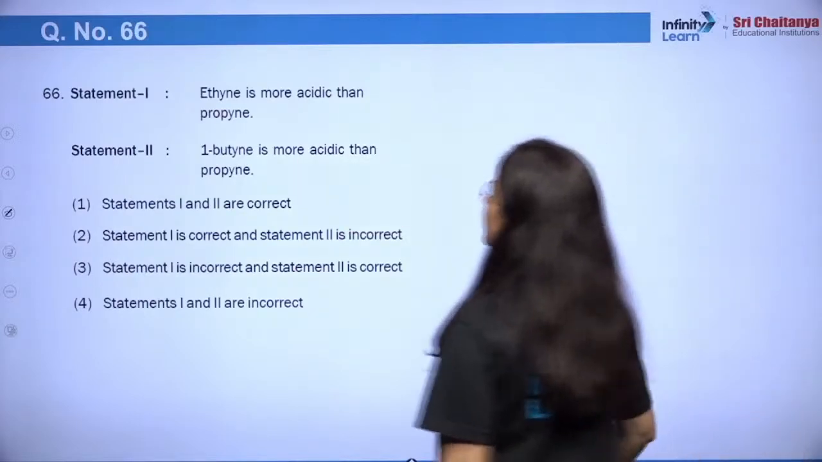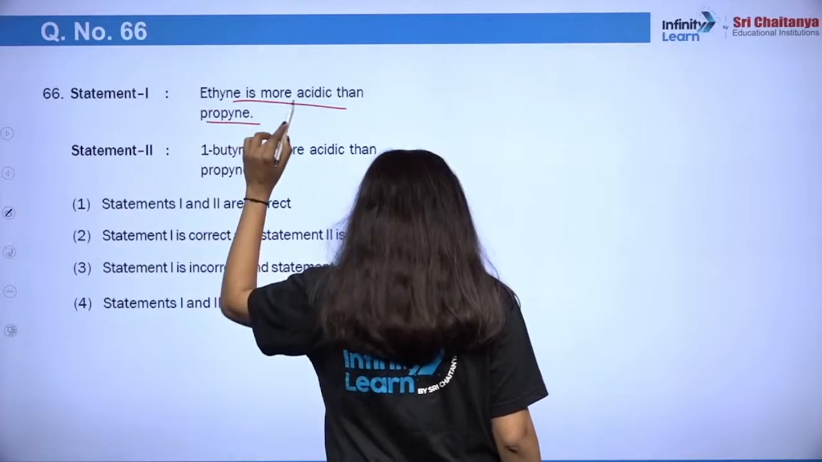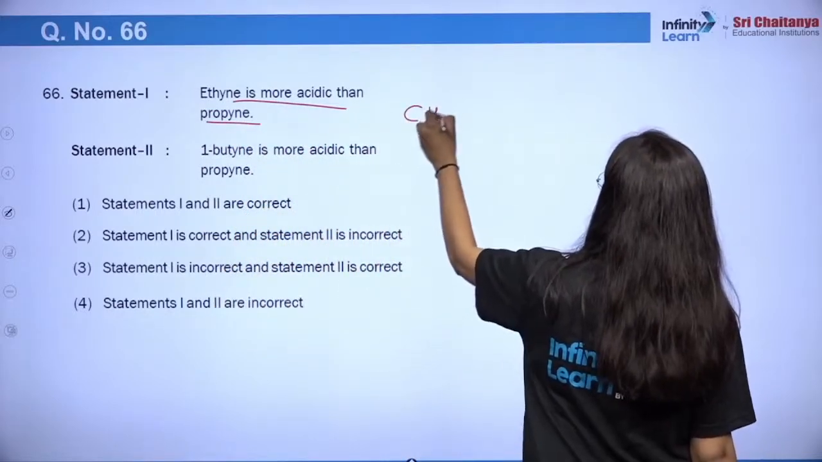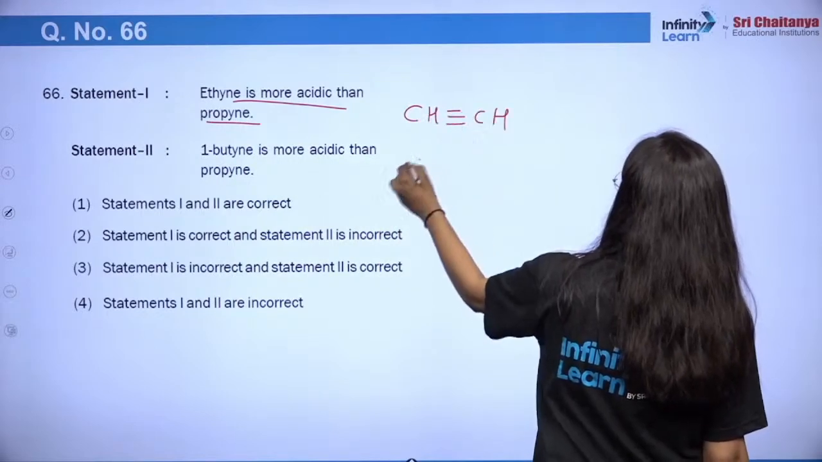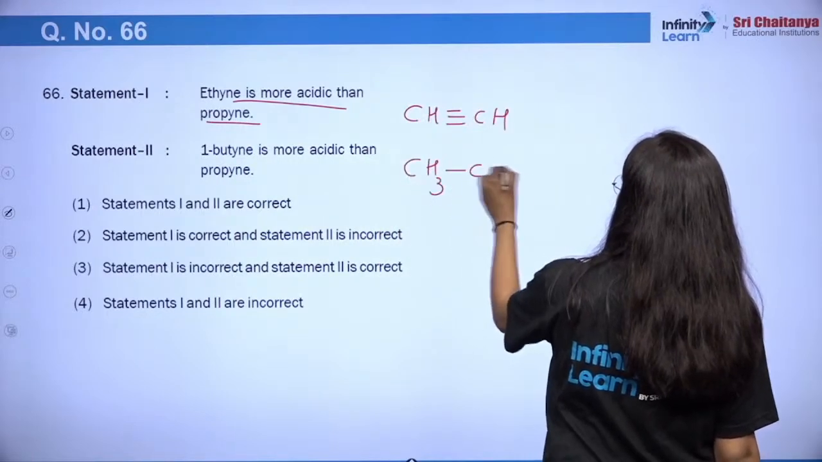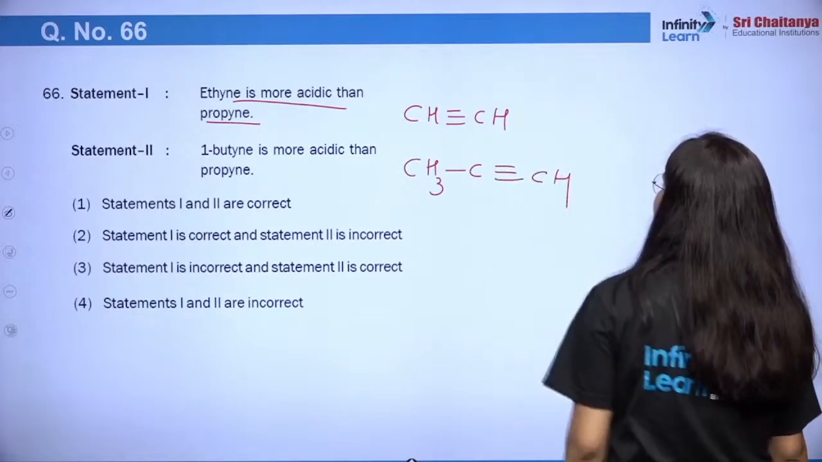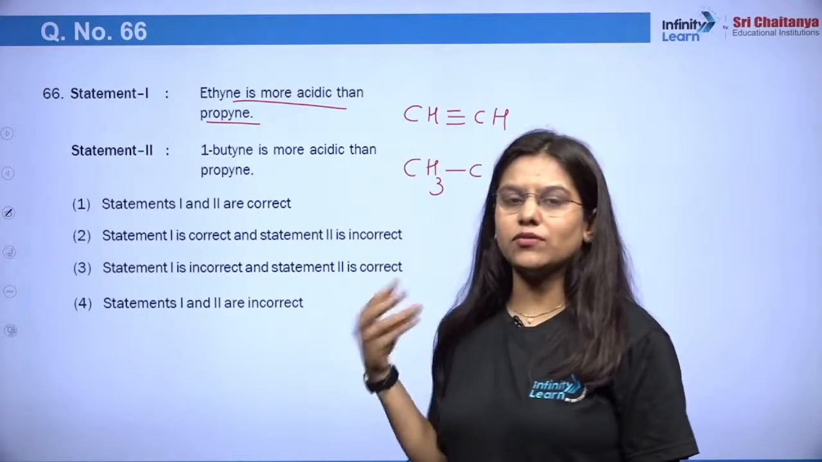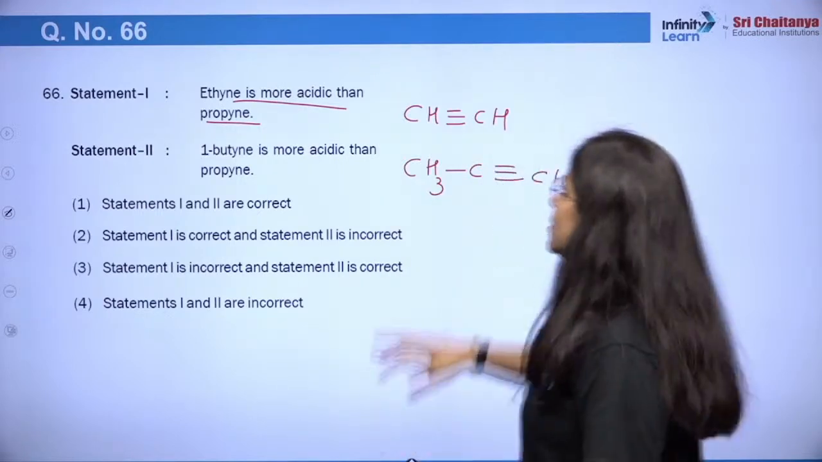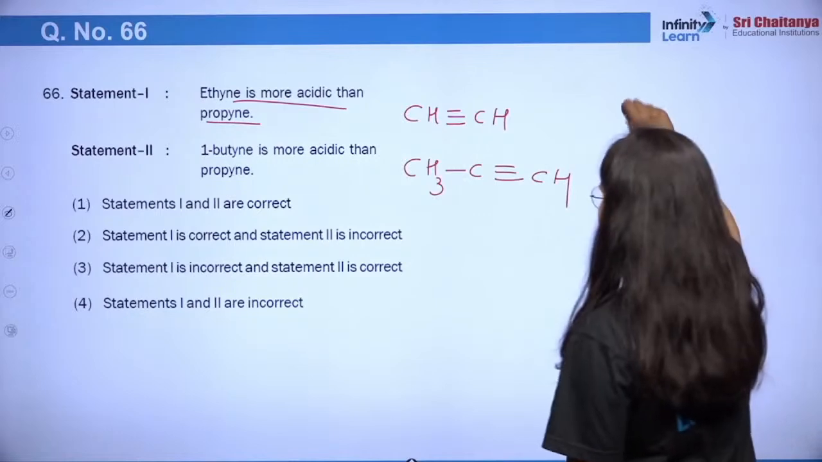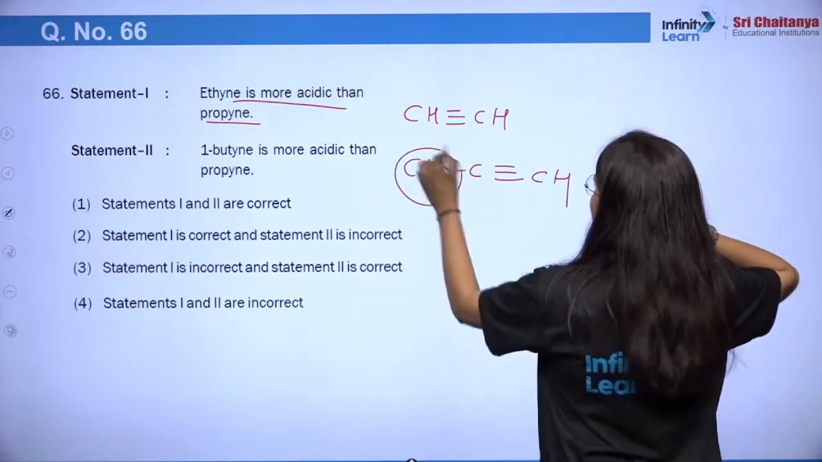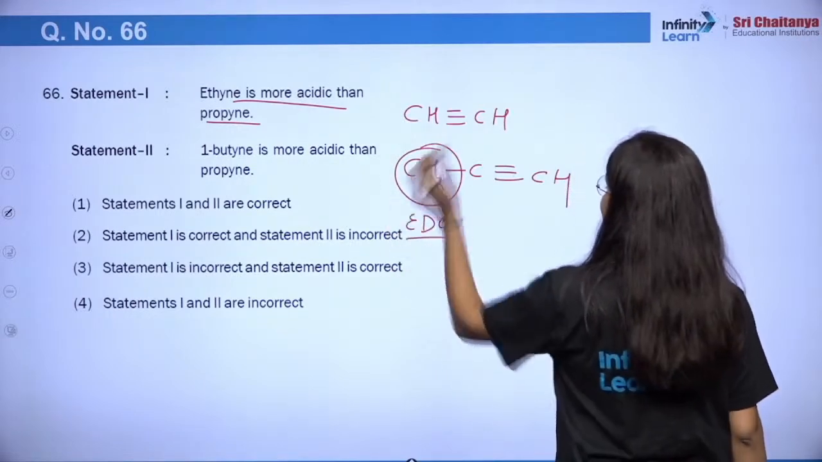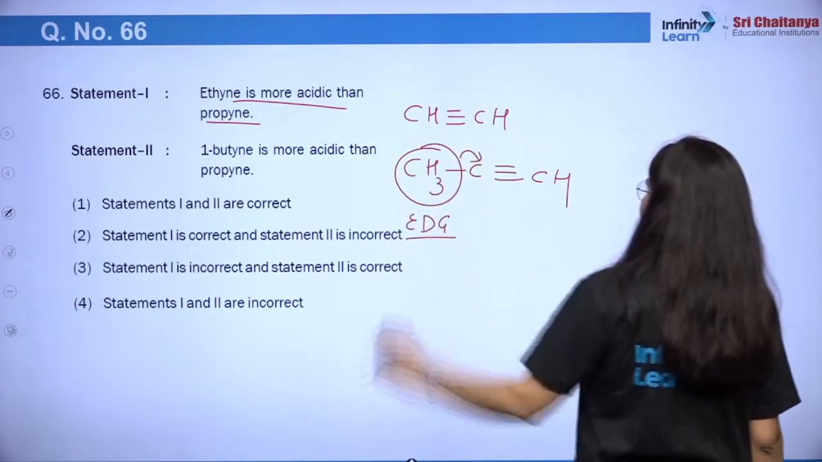Ethyne is more acidic than propyne. Ethyne is what? And propyne. Now let's see. We know that these alkynes are acidic because they have sp hybridized carbon. So this H can be removed easily. Now this is an electron donating group. It will increase the electron density on this carbon, right?